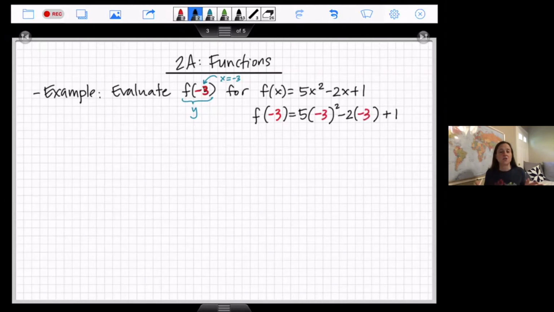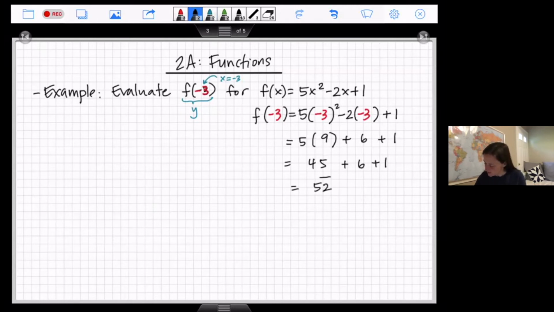And then the rest is just arithmetic. So I'm going to get 5. 3 squared is positive 9. -3 squared is positive 9. -2 times -3 gives me a positive 6. Then plus 1. Do my multiplication first. I'm going to get 45. And then I've still got these guys, or plus 7. And that's going to give me 52.